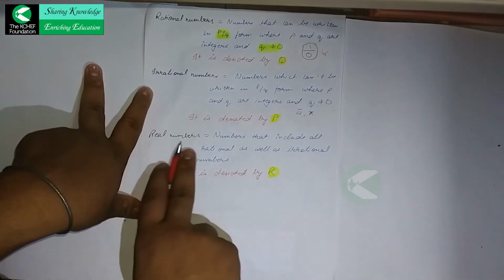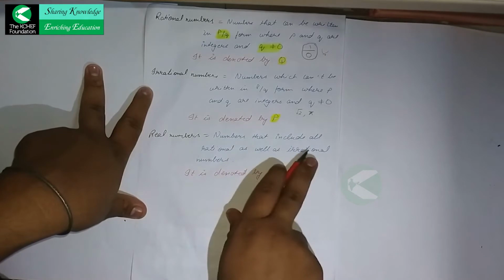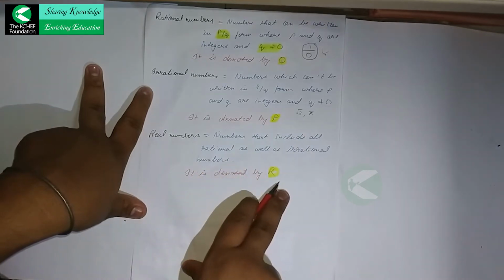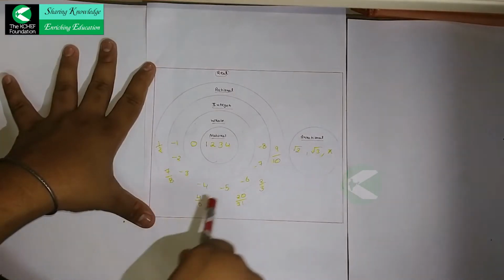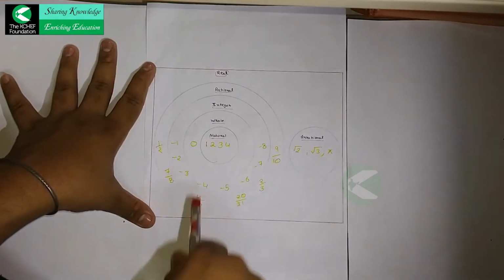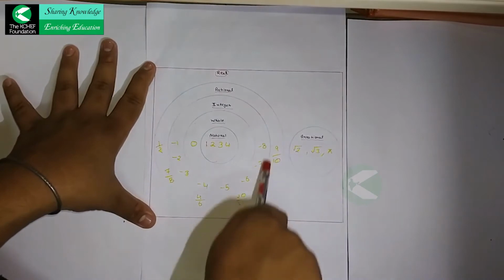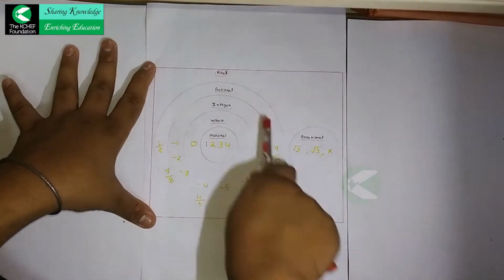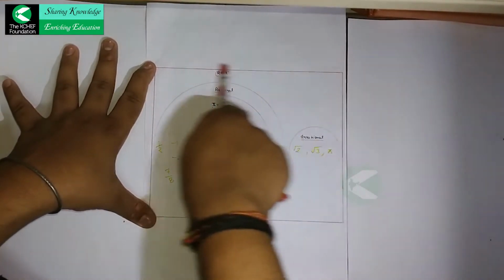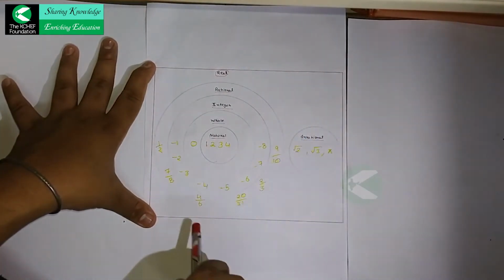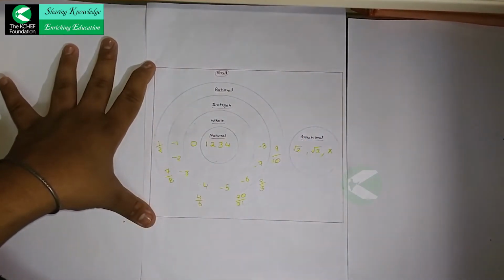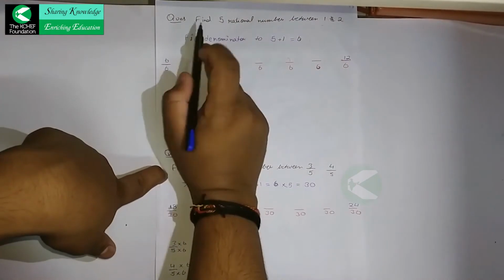Then we studied real numbers, which include both rational and irrational numbers and are denoted by R. With this figure we tried to understand the whole number system: natural numbers, then whole numbers, then integers, then rational numbers and irrational numbers, and it all includes real numbers. So this is the recap of our first video. Now let us look at this question.